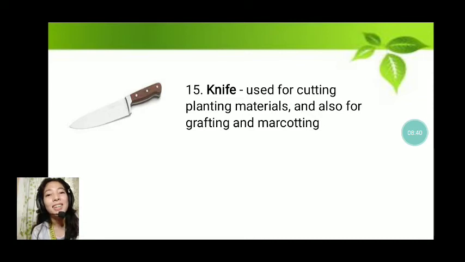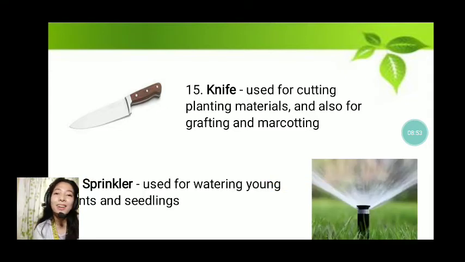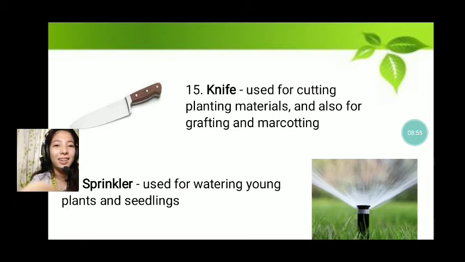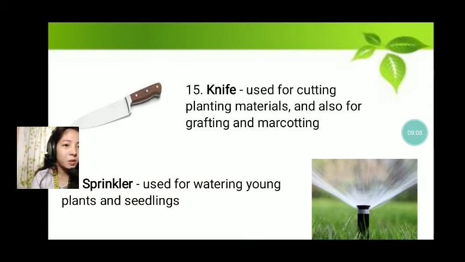You can use the knife for cutting, for leaving a small cut in your branches. Then we have the sprinkler. So what is a sprinkler? The sprinkler is used for watering young plants and seedlings. So this is more high tech. Look at the picture. You can see we have the sprinkler with a handle. That is also a sprinkler.